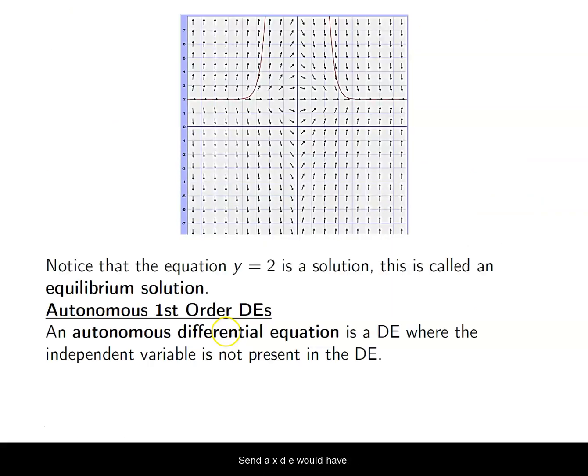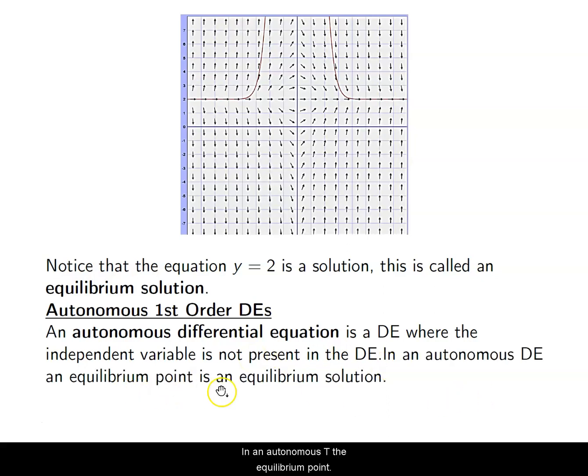So an autonomous DE would be only in terms of y, or if it's a function of t, r of t, for instance, would only be a function of r. So whatever the independent variable is, it will not show up in the equation itself. Okay. In an autonomous DE, the equilibrium point is an equilibrium solution, right? So here, if I have any single point that is an equilibrium point, it corresponds to an equilibrium solution. That's not true in this case where I have a non-autonomous system, but in an autonomous system, that is true. Okay, so any equilibrium point is an equilibrium solution. Again, only in the autonomous DEs. That is not a true statement for something like this. That is not an autonomous DE, right?